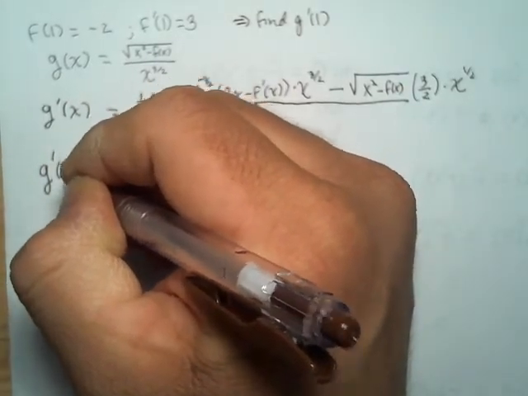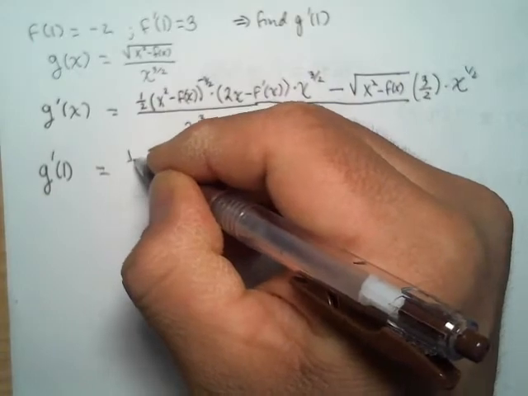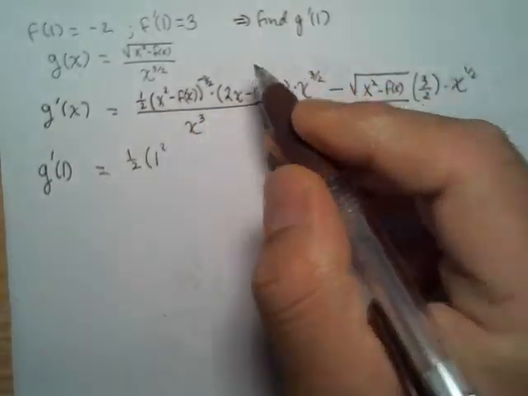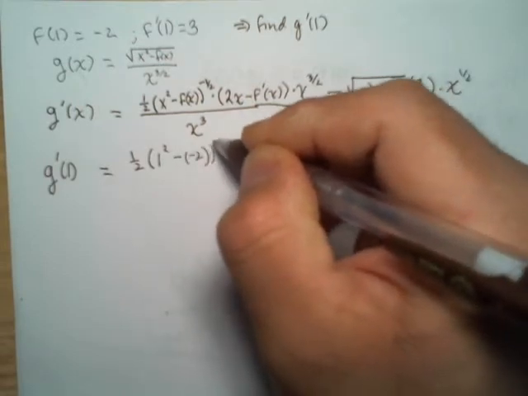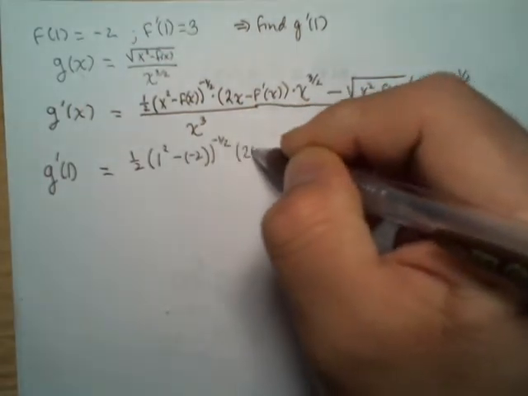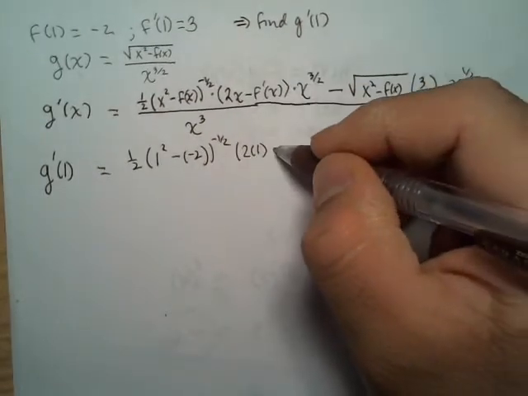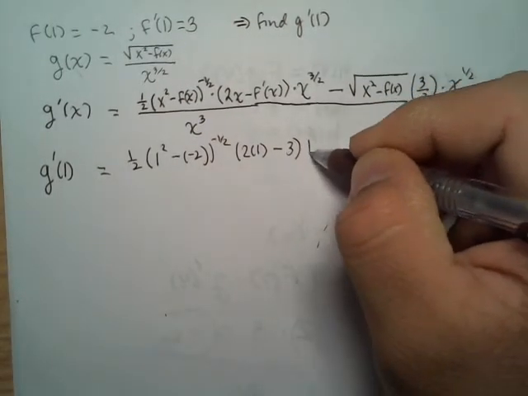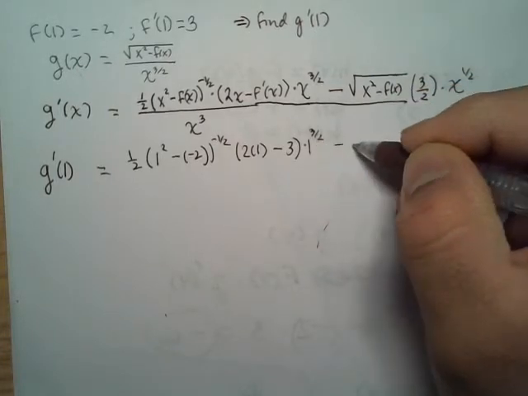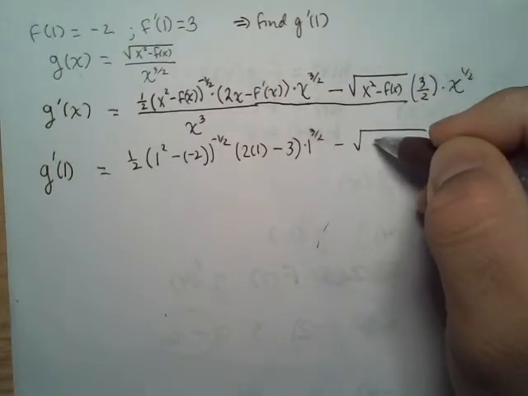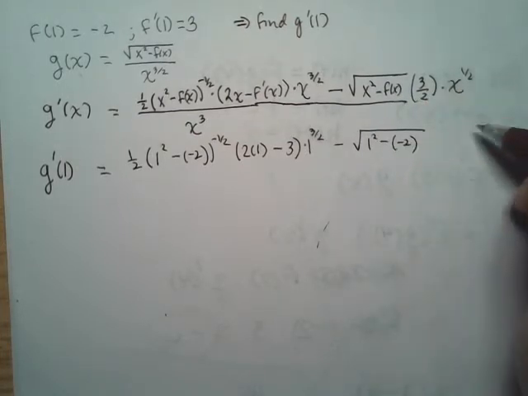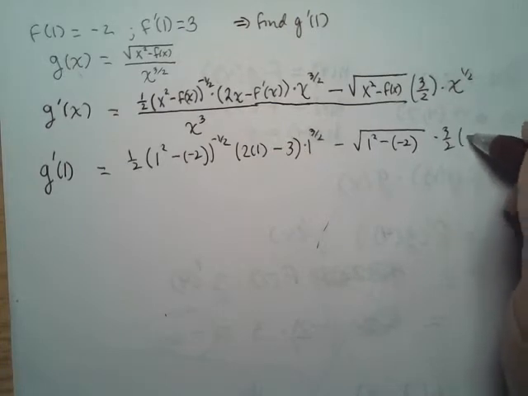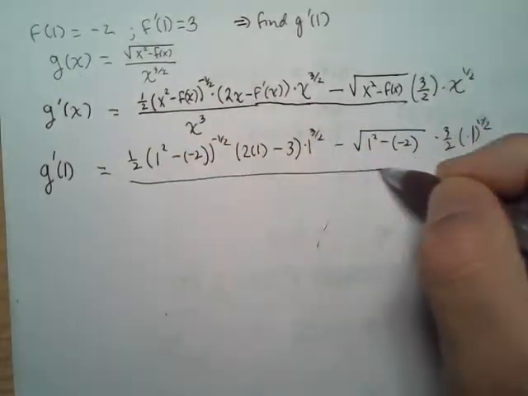G prime of 1, we get 1/2, 1 squared, f of 1 is negative 2, that is to the negative 1/2, 2 times 1, f prime of 1 is 3, times 1 to the 3/2, square root, x squared, 1 squared, minus f of 1, and then times 3/2 times 1 to the 1/2, all over 1 cubed.